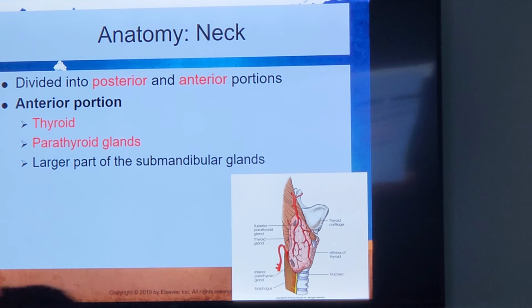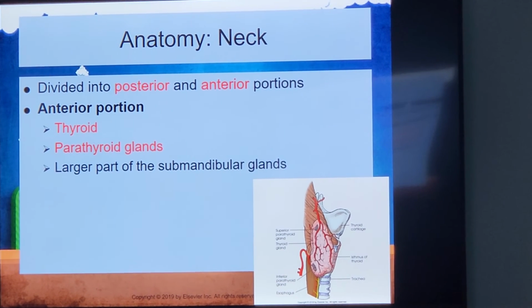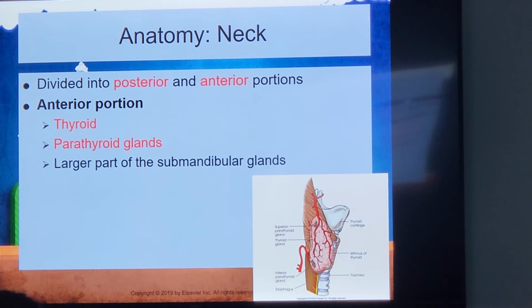Alright, now we're going to move into the neck. So the neck is divided into posterior and anterior portions, so front and back. The front side has our thyroid and our parathyroid glands, and the larger part of the submandibular glands. And we'll look at each of those closely in the next slides.